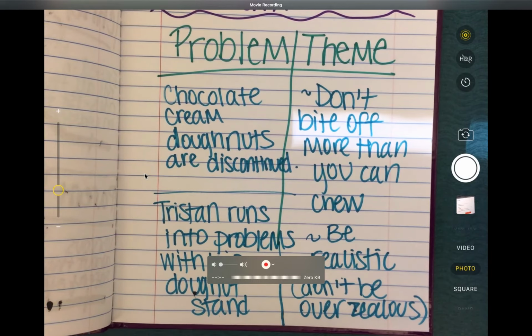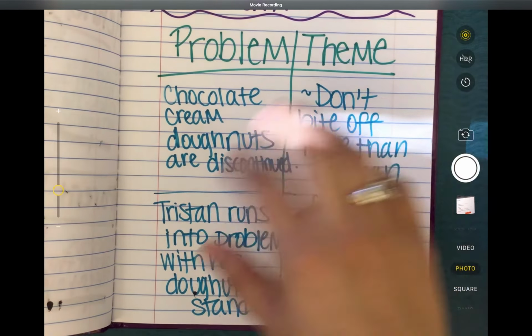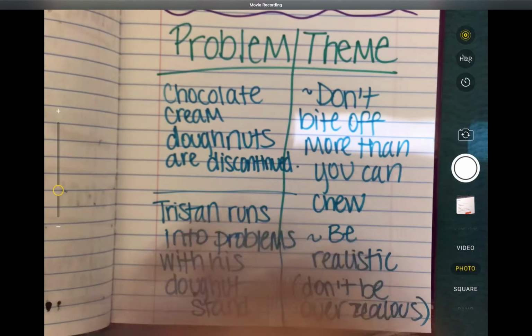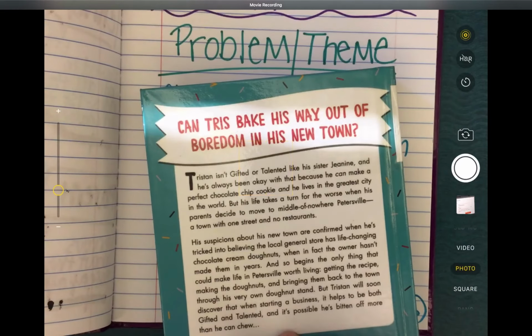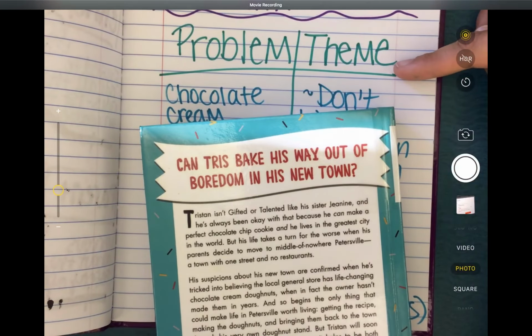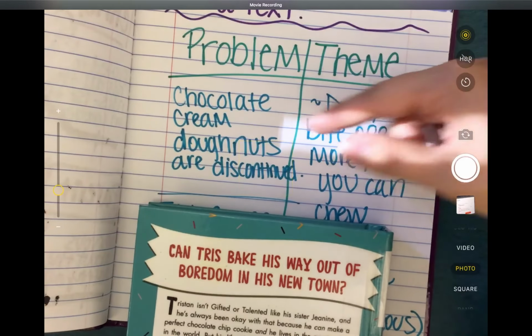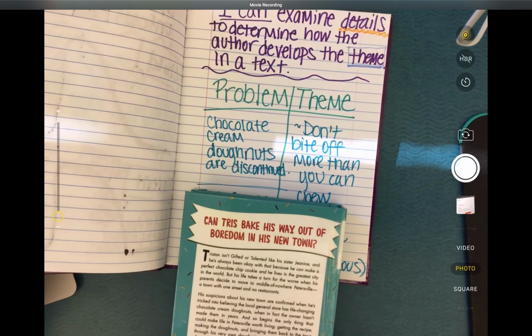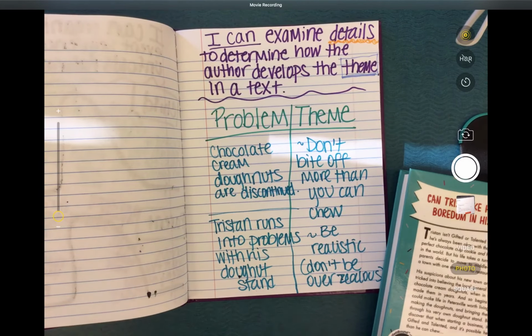All right, so today, readers, try out. I made a two-column T-chart for my problem and theme. See if you can read the back cover of your text and determine the problem and how it relates to the theme, how you can pull the theme out of the problem of your text. So you will want to do this with a fiction book today. You may jot down your problem and theme however you want. I chose a T-chart. You may jot it down a different way.